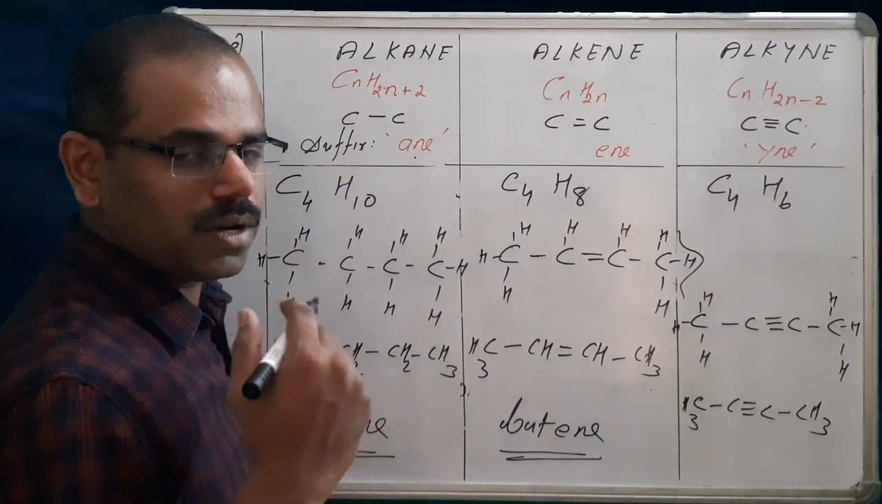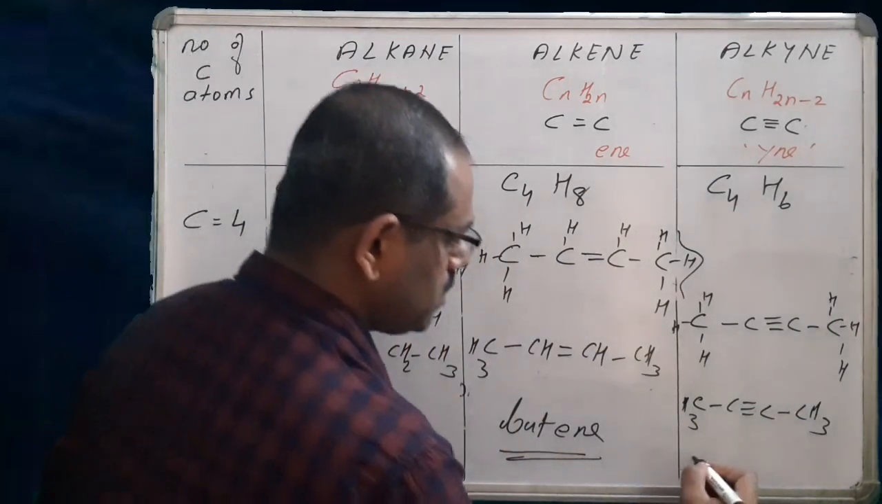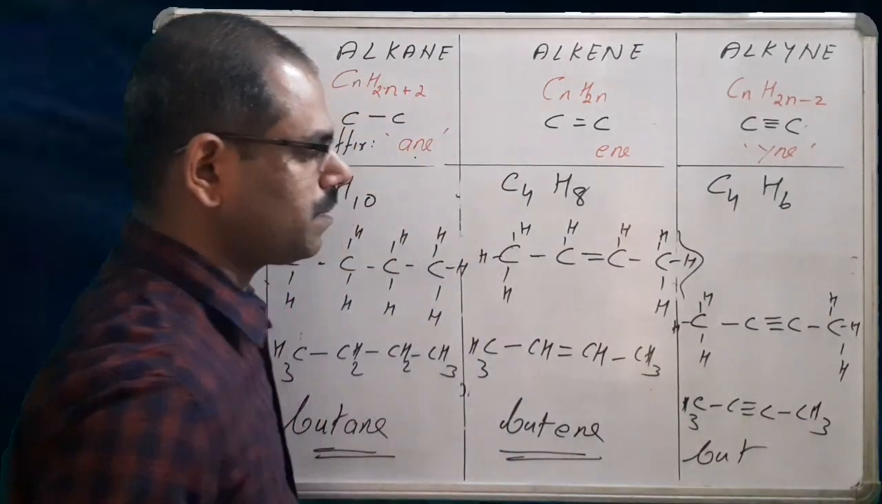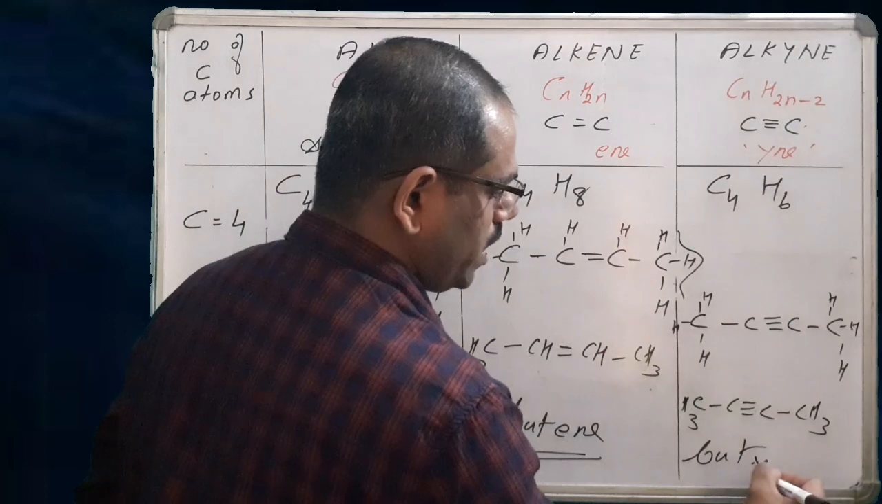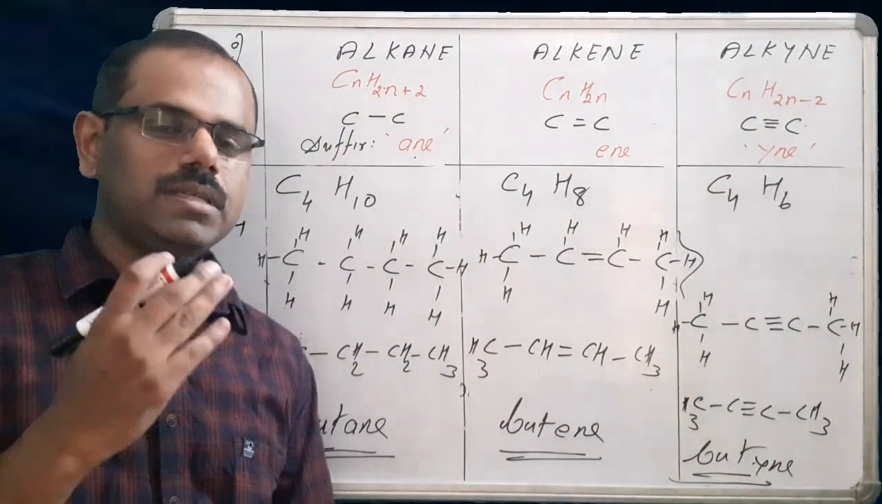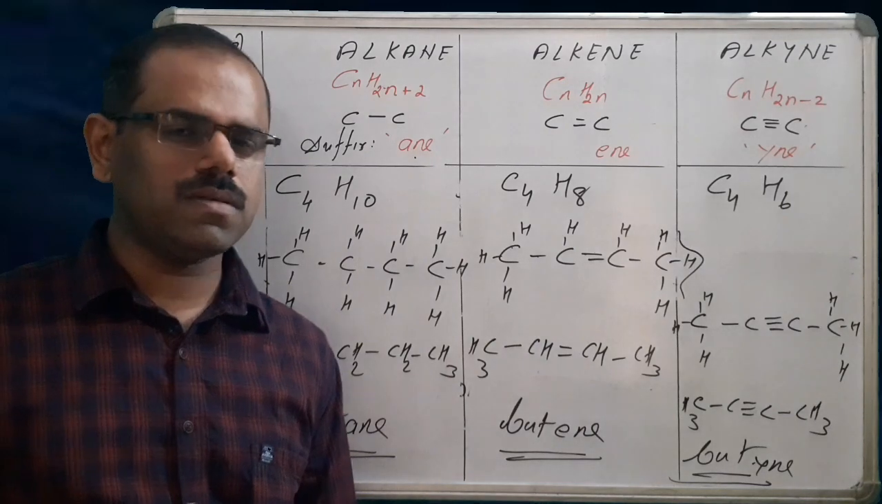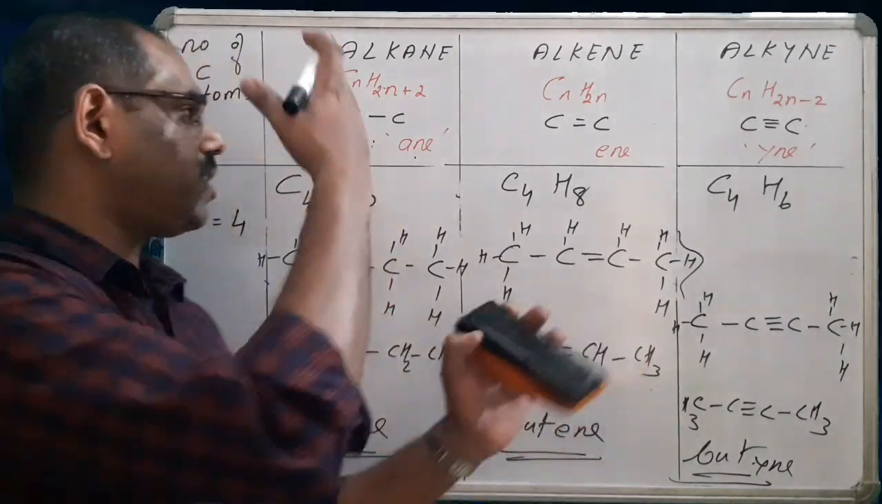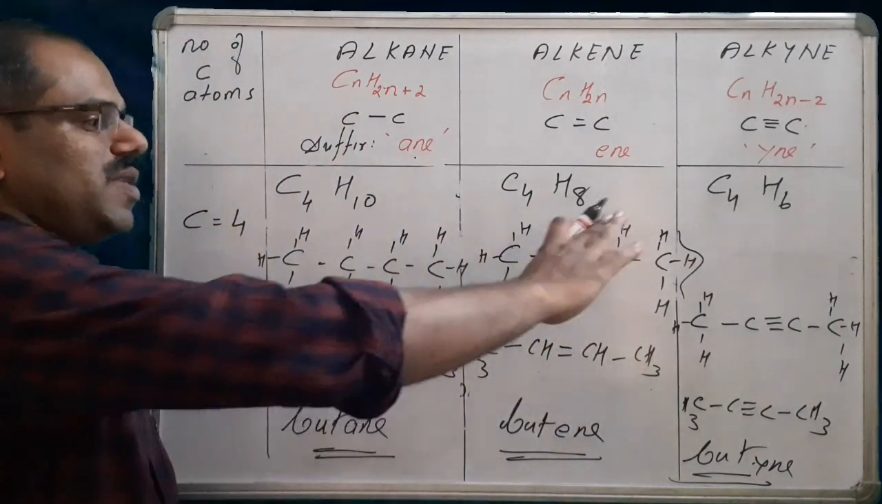Okay. How do we name? 4 carbon, same word root but, and suffix YN. So such a way you can also try with C is equal to 5, C is equal to 6, 7 or 8, etc. Make such 4 columns and correspondingly you fill the data.